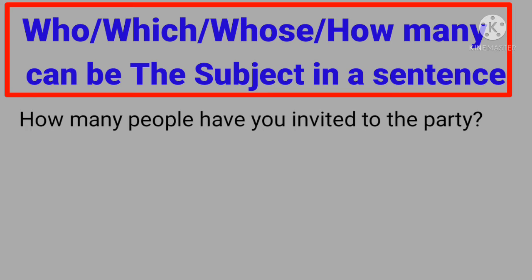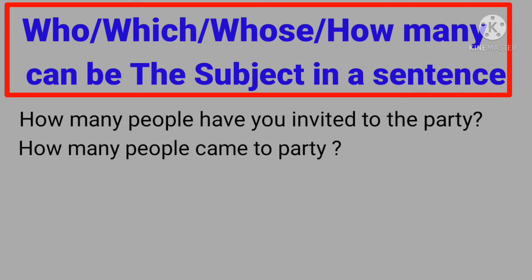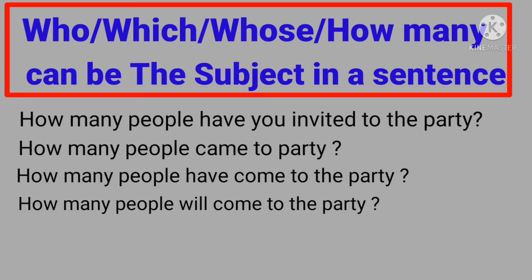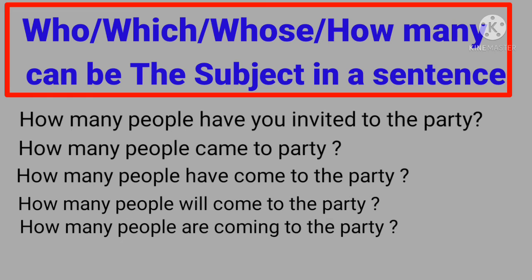is the subject of the sentence, and that is how many people came to the party. How many people have come to the party? How many people will come to the party? How many people are coming to the party? Here how many people is being used as a subject in the sentence. So here we would use the affirmative structure of the particular tense.